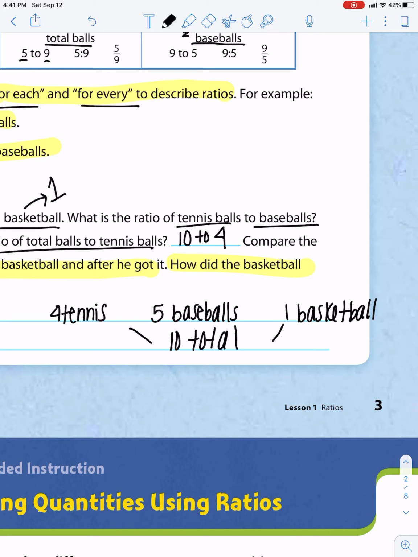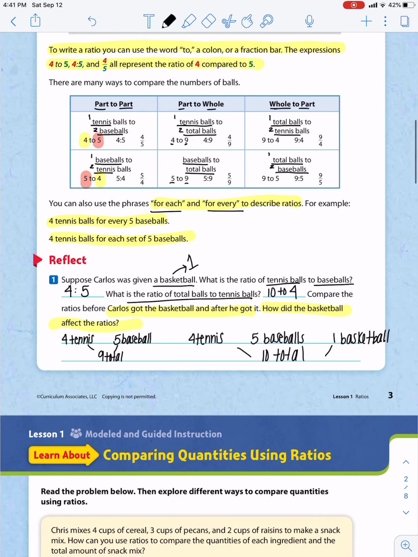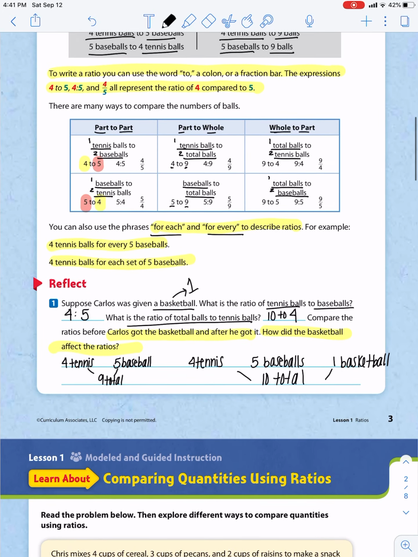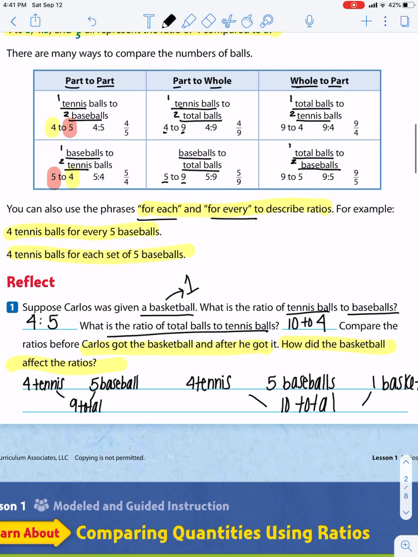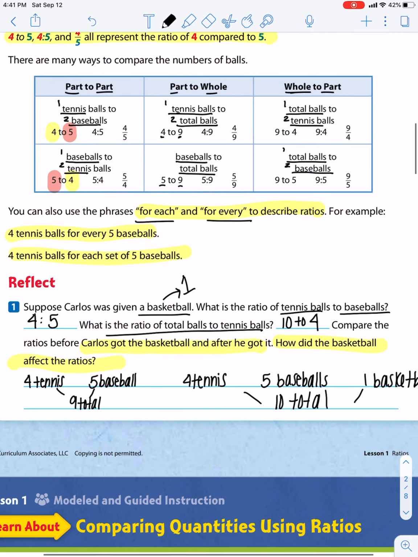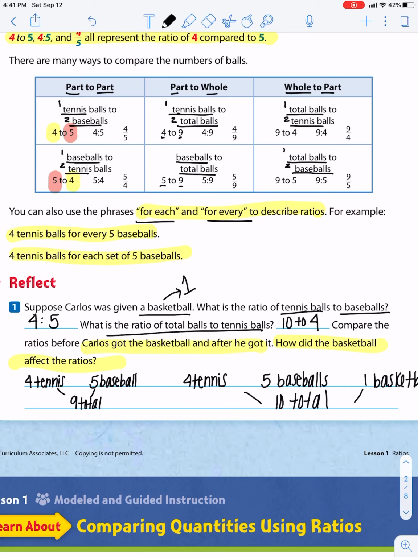So, how did that change the ratio? Did it? Yes, it did. Whenever you add something to a ratio, it's definitely going to change it. Did it make it 10 times worse? No, not really. It made it one number different. So it's not too bad.